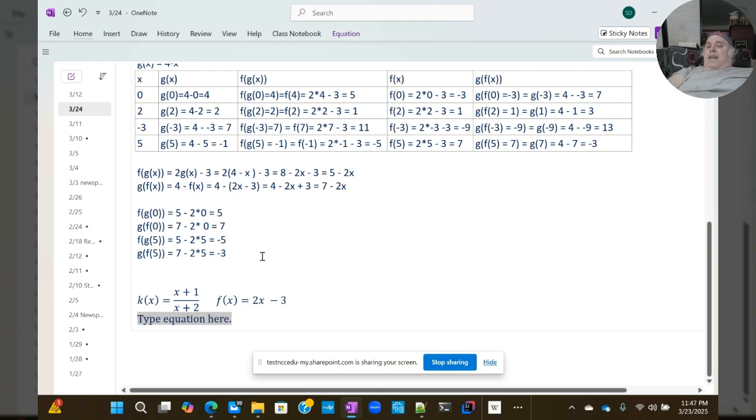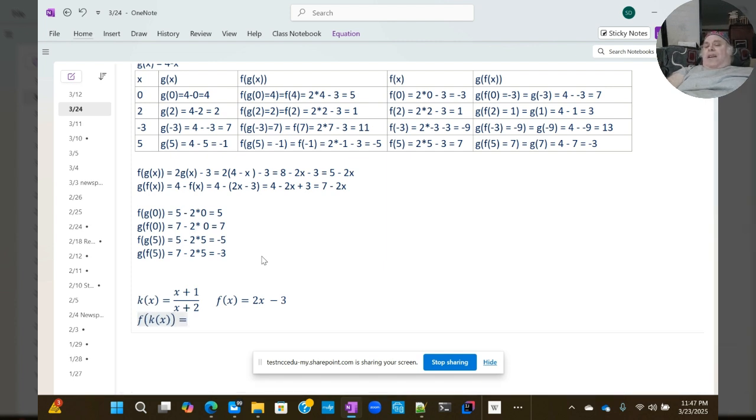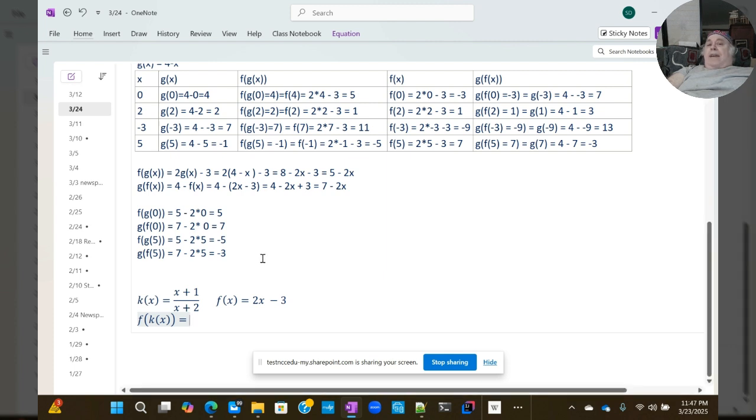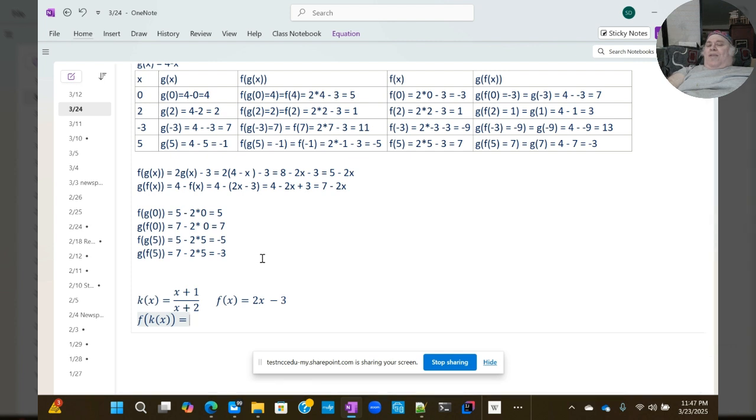So what is f of k of x? Now, notice that f of k of x is a rational function, and that makes things complicated because we're introducing fractions. Fractions are scary. Now, so we're going to have f of k of x is 2k of x minus 3.